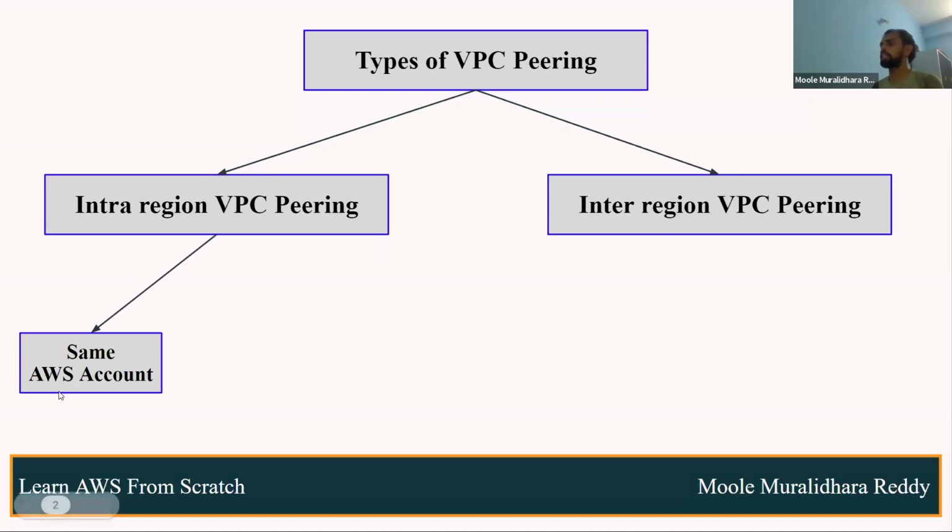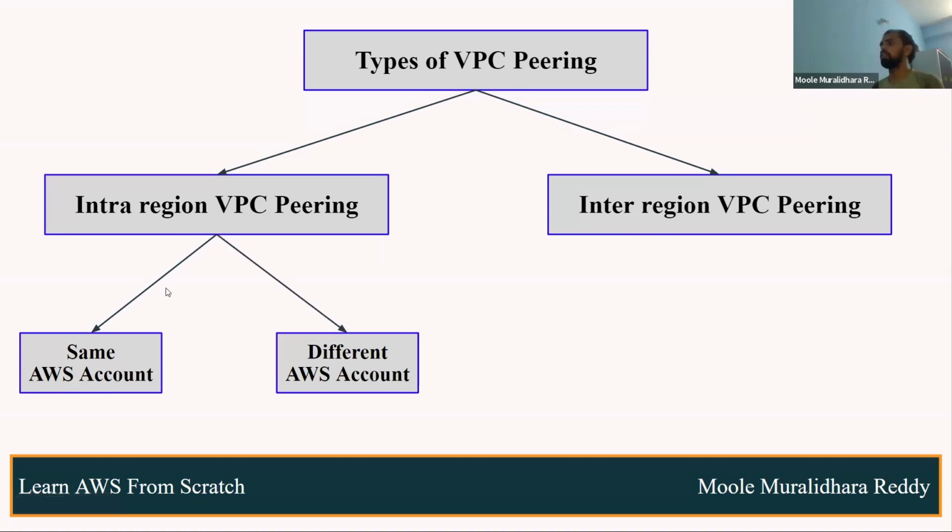In this particular intra and inter-region VPC peering, we have two different things. One is within the same account, intra-region within the same account. It means if you have an AWS account, within the same AWS account we set up that intra-region VPC peering. If we have different accounts, we can also set up the intra-region VPC peering. Example, if in the same account in North Virginia we have two different VPCs, we can call it intra-region VPC peering with the same AWS account. In case we have two different AWS accounts with the same region, we can call it intra-region VPC peering, different AWS account.